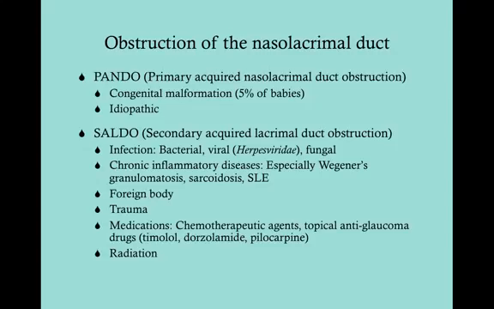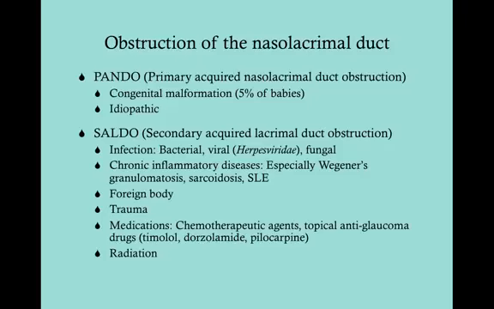So usually it's due to infection, directly due to infection. So it can be bacterial. Usually it's going to be staph. It can be viral, herpes virus, or it can be fungal, and usually that's going to be candida. It can also come from chronic inflammatory disease, especially Wegener's, as well as sarcoidosis and lupus. Foreign bodies and trauma can also cause obstruction just due to either the foreign body itself or due to swelling or bony impediment. And then it can also be caused from medications.